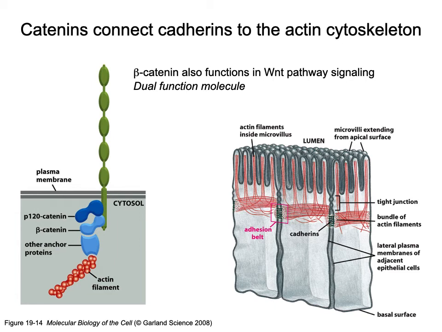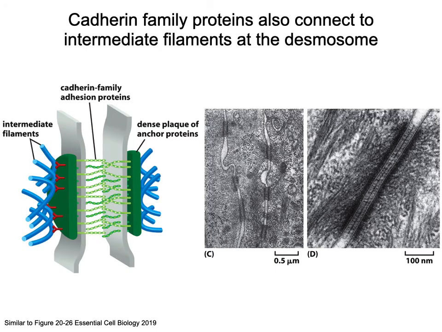Interesting to note that beta-catenin also functions in the Wnt signaling pathway, so it has a dual function. If someone had picked this for the pet protein, you would already know that. Sometimes proteins have dual functions, and this would be one that does. Cadherin proteins can also connect to intermediate filaments, and this is what happens in the desmosome. The desmosome is similar to these adhesion junctions, except that we have intermediate filaments attaching to it.